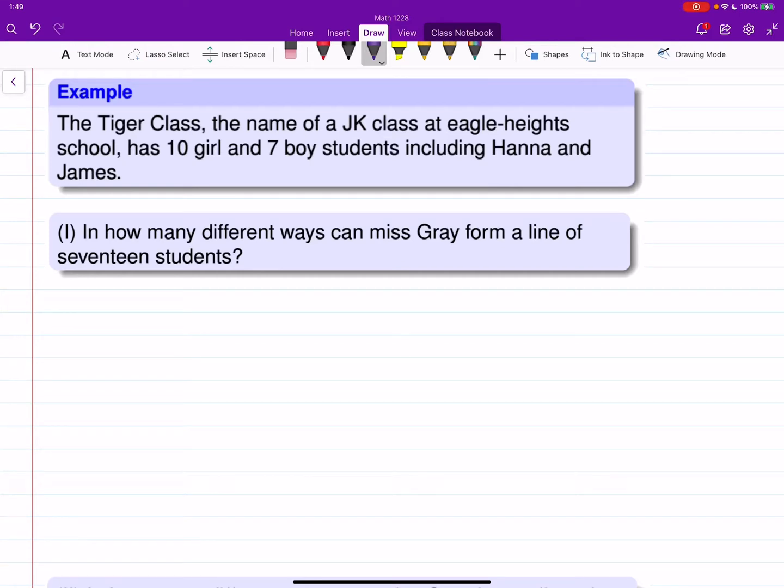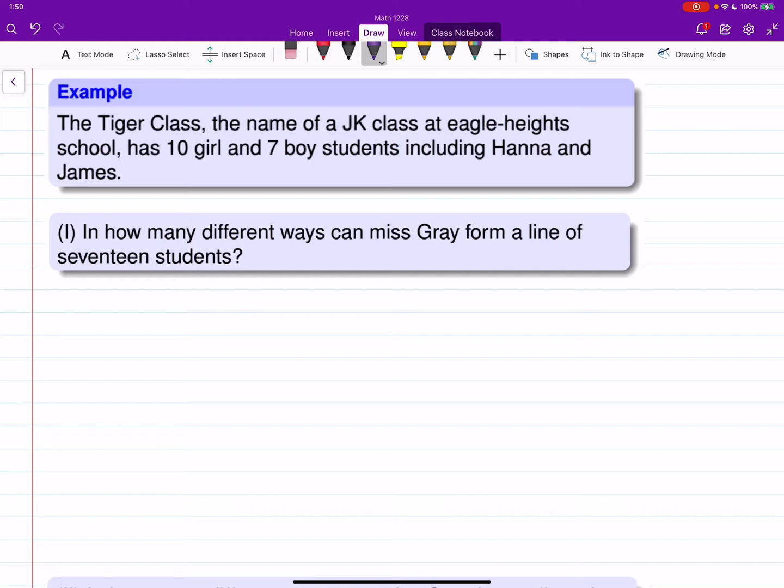Hello everyone. In this video we will do an example with several parts related to permutations and different situations that come up while doing permutation problems. So here we have a JK class with 10 girls and 7 boys, and then Miss Gray, the teacher of the class, tries to form a line of different conditions. The first part is: in how many ways can Miss Gray form a line of 17 students?